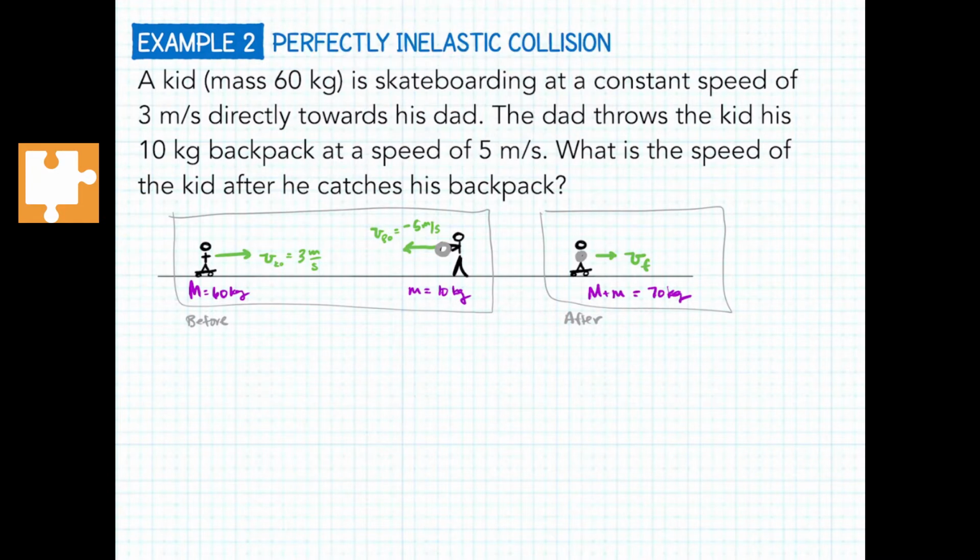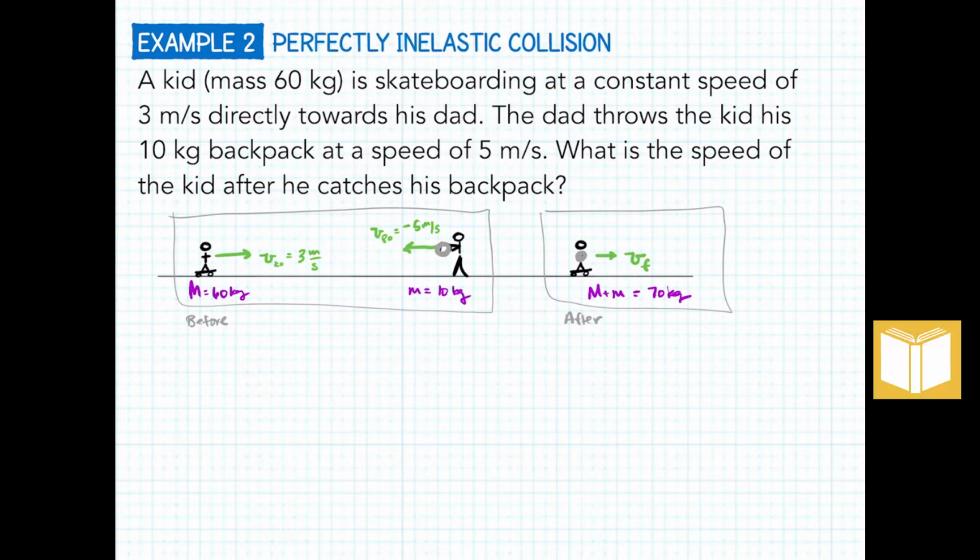So we want to start with conservation of momentum. That just looks like this. This is the equation that we write for that. So P initial is equal to P final. And remember, these are vectors, but all of these vectors are in the x direction. The only thing we have to keep track of are the negative signs, okay?